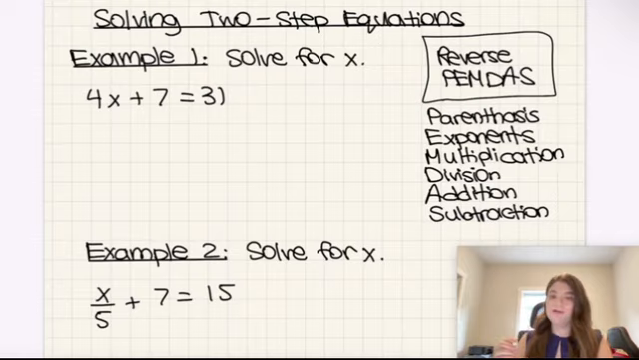And so normally, when we're simplifying an expression, we would use PEMDAS in the correct order. We would start with parentheses, then exponents, then multiplication and division, and then last but not least, addition and subtraction. But when we're solving equations, we want to do that in the reverse order. So in this case, we're going to start with addition and subtraction.